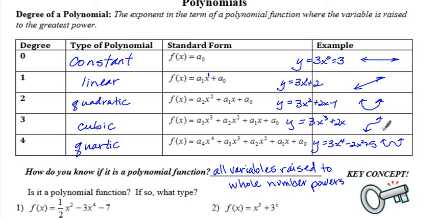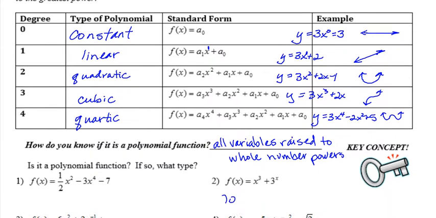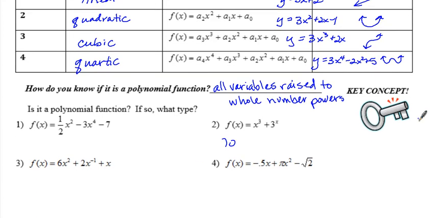So let's look at some examples and see if we can tell if they are in fact polynomial functions. If we look at number 1, let's answer the question, is it a polynomial? We have x to the 2 here, x to the 4 here, and an invisible little x to the 0 here, right? That's the constant. The highest power I see on a variable here is 4, and I don't see anything that's not a whole number power, so I can declare yes, this is a polynomial, and the type of polynomial is a quartic.